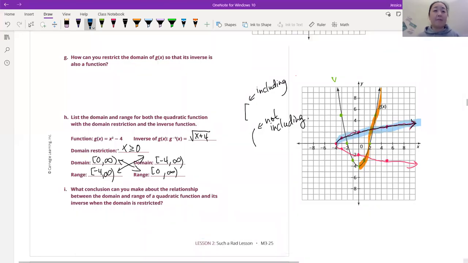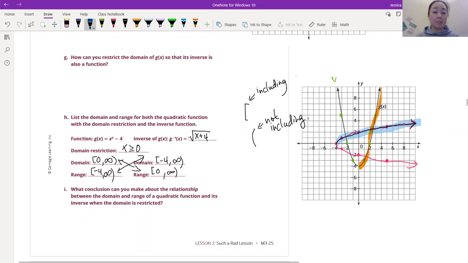So that's why here we have x is greater than or equal to 0, because anywhere from x equal to 0 on is going to give you this right-hand side right here. So far, so good. So then what does that mean for the inverse? If we're restricting the original function, all we're going to have left is this top part right here.